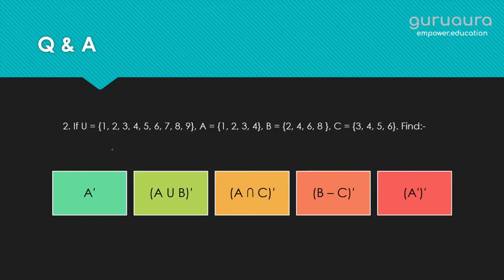So you are provided with the universal set, set A, set B and set C, and you need to find A complement, A union B whole complement, A intersection C whole complement, B minus C whole complement and A complement whole complement. Again, pause the video and try to solve it, and we will see the answers in the next slide. Now, let's see the answers.